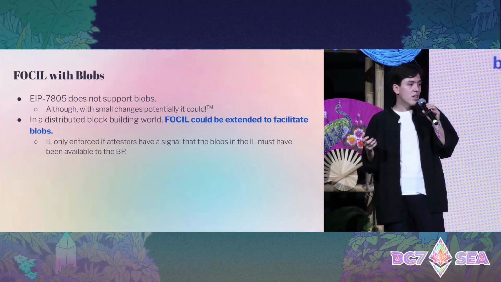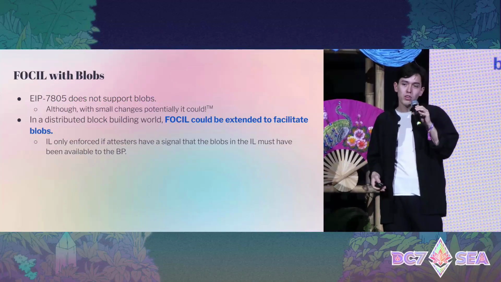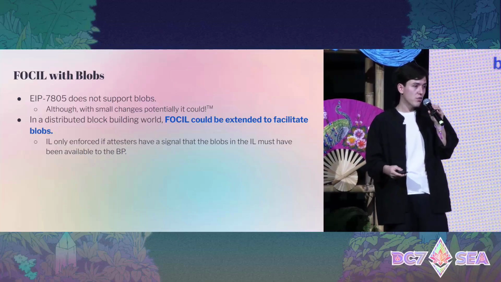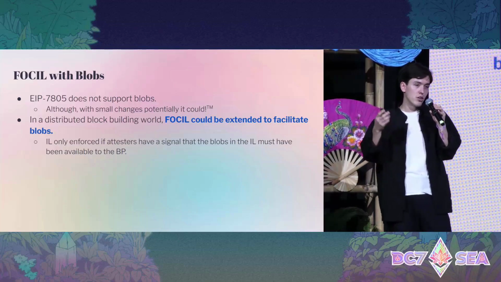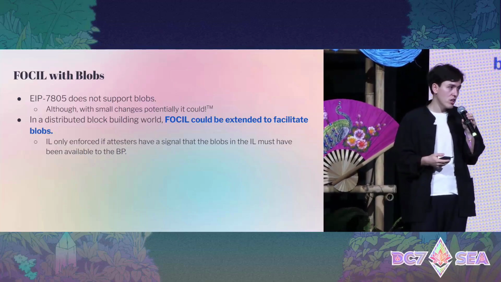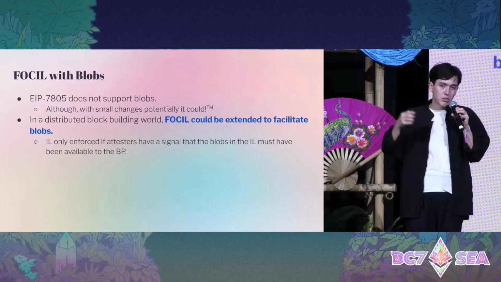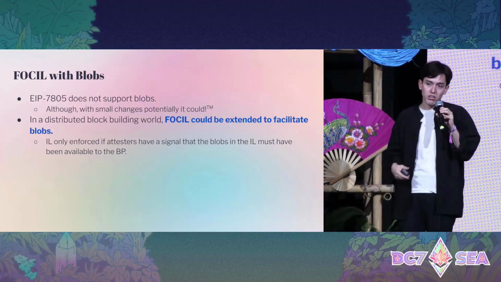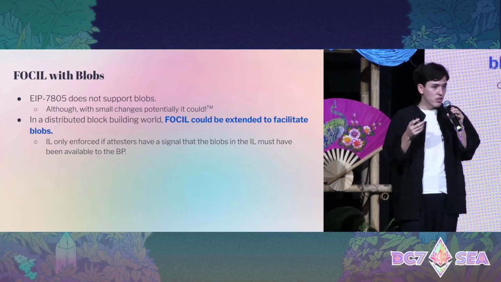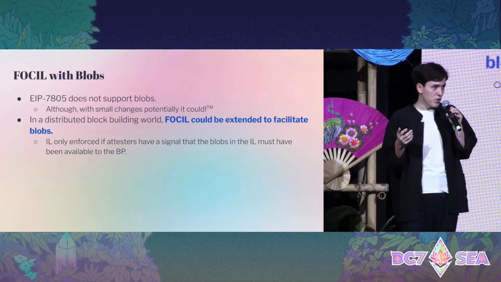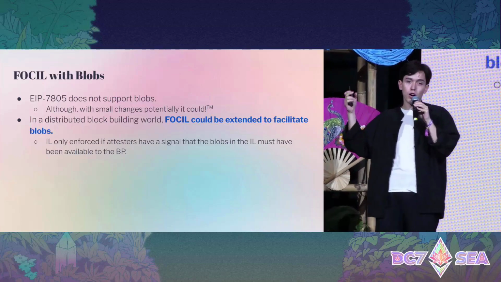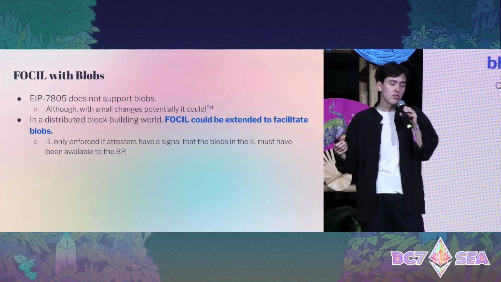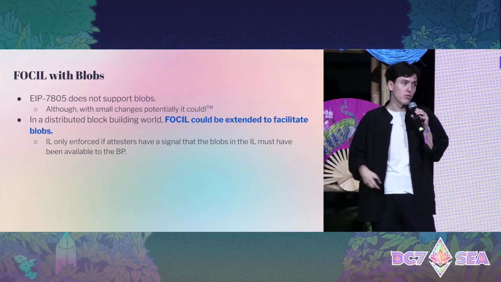And then secondly, we're looking at FOCIL for blobs. EIP 7805 currently doesn't support blobs, although it could with some small changes potentially. But taking it a step further and looking at full data availability sampling, enforcing inclusion becomes a bit more difficult, because those who enforce it need to know that all of the data was indeed available. They need to know that the block producer could have included all of these transactions.